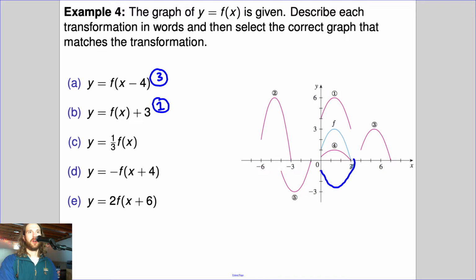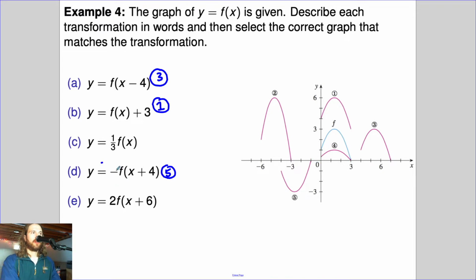This one is this graph reflected, I did a bad job, and then shifted to the left 4, right? That's what that looks like. So that's got to be graph 5. Okay. Whoops. I tried. Epic failure. Okay. Let's take a look.